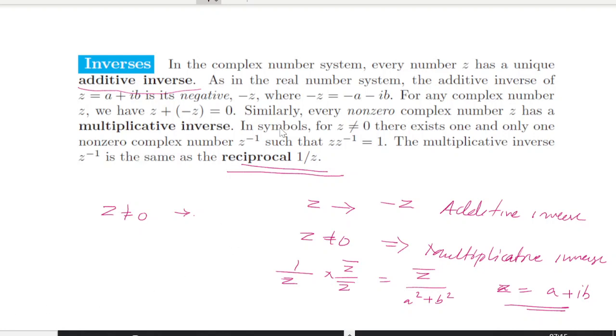See, multiplicative inverse: for z not equal to 0, there exists one and only one non-zero complex number, z inverse we will say, such that z times z inverse equals 1. Now the multiplicative inverse z inverse is the same as the reciprocal 1 by z.